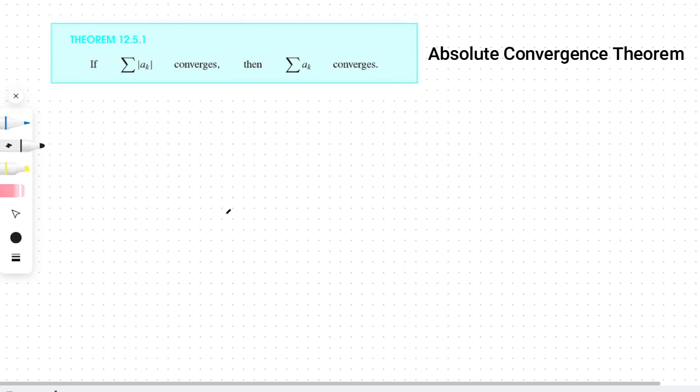Hello everybody, today we are going to be proving the absolute convergence theorem, which states that if the series of absolute value of a_k converges, then the series of a_k will also converge.